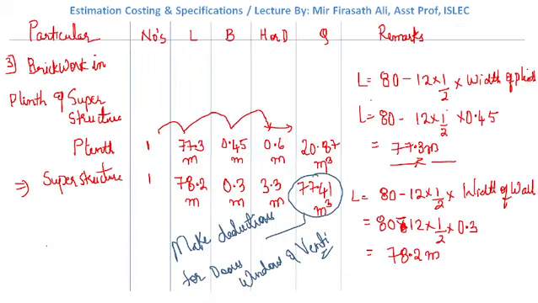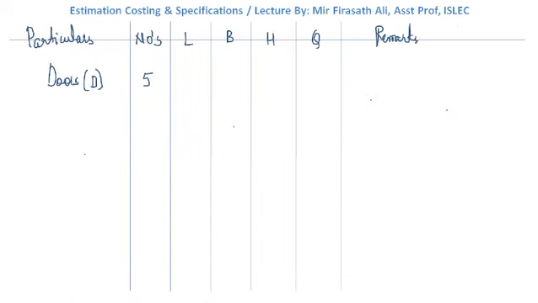So the length is 1.6 meters. When it comes to thickness, it is 0.3. We need to deduct it for 0.3. Height is 2.3 meters. So when we multiply 5 into 1.6 into 0.3 into 2.3, the value will be 5.52 meter cube.